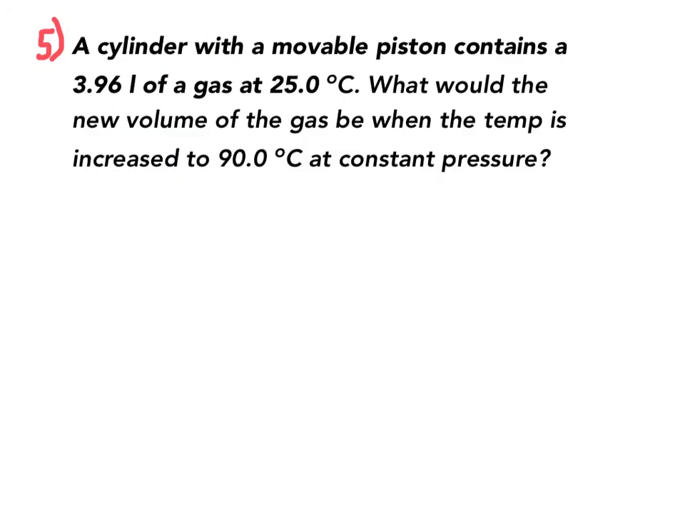And one calculation problem for you. It is a cylinder with a movable piston, contains 3.96 liters of a gas at 25 degrees Celsius. What would the new volume of the gas be when the temp is increased to 90 degrees Celsius at constant pressure? Word of warning for you, those temperatures were given to you in degrees Celsius. Remember, when we're dealing with gas laws, we always want to change those over to Kelvin.